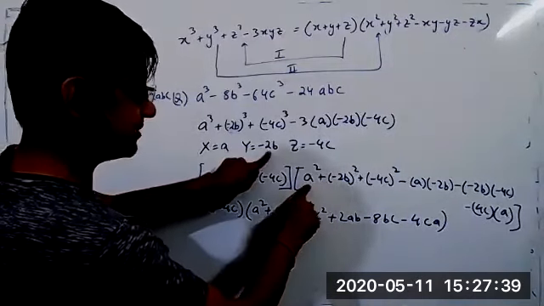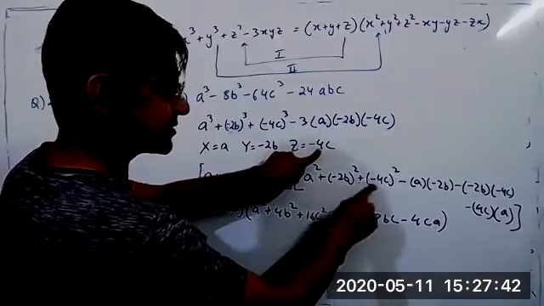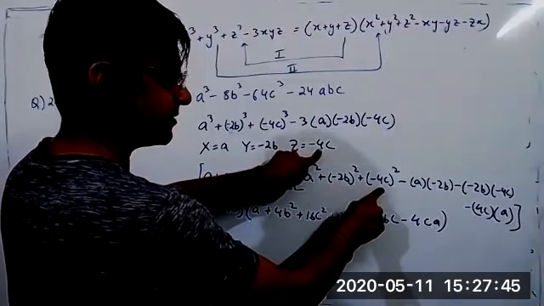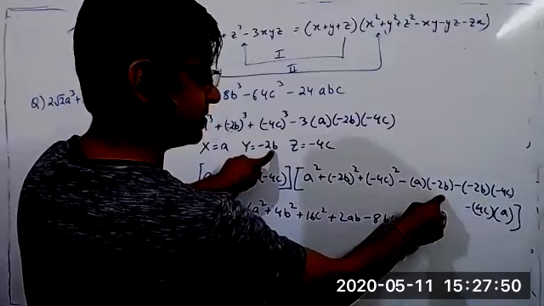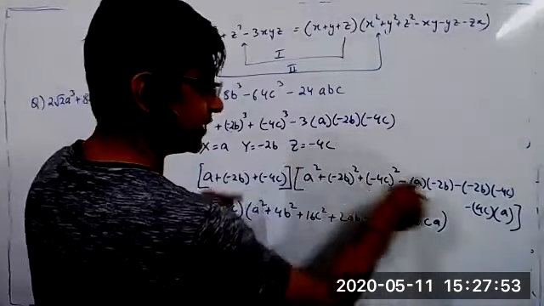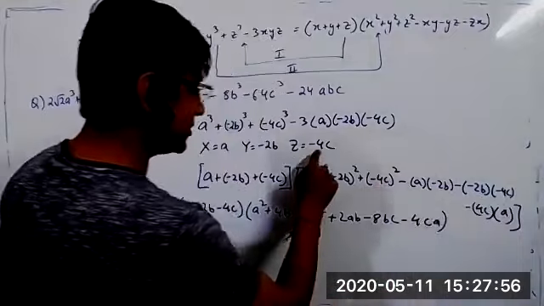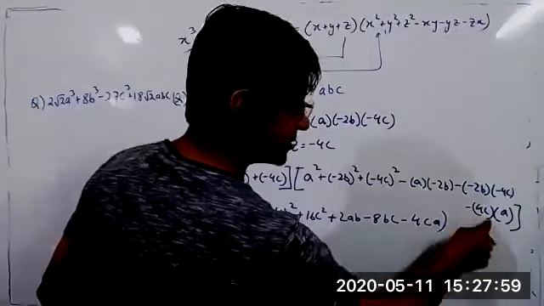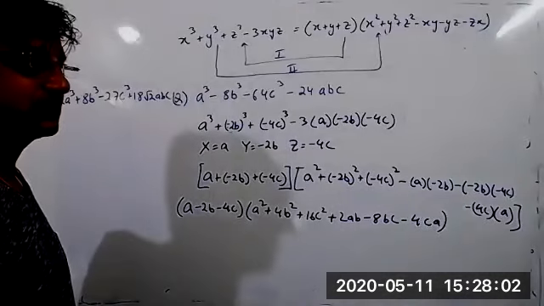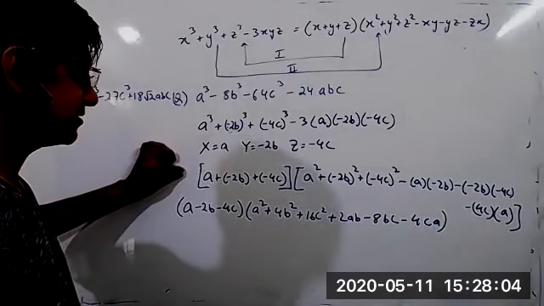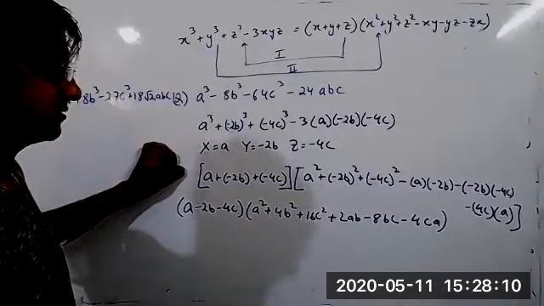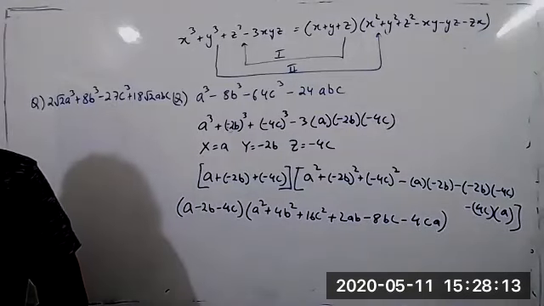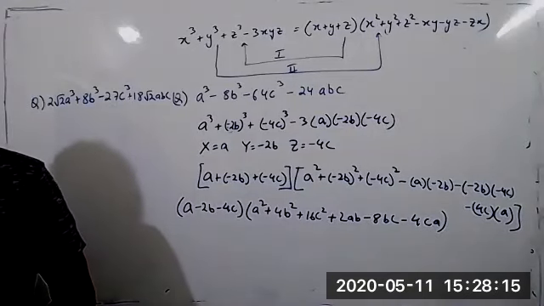Now what is x square? A square. What is y square? Minus 2b square. What is z square? Minus 4c square. What is minus xy? Minus x and y. What is yz? Minus 2b into minus 4c. What is za? Minus 4c into a. Clear? Yes, sir. Then say yes. Anybody else who is not understanding any of the steps, please raise your hand. Which step are you struggling with?